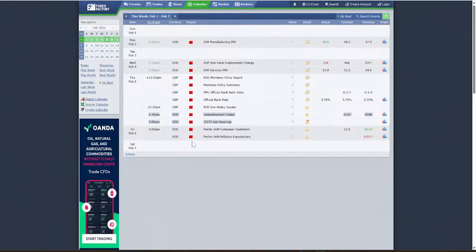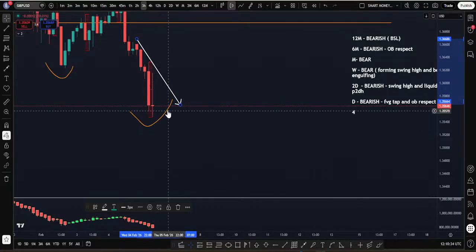It looks like the government shutdown's over. That was quick. So yeah, 3 p.m. news here. Let's see what will happen with this bit of data. But at the moment, it looks like the Bank of England have kept the official bank rate at 3.75, right? So we're seeing price drop here.